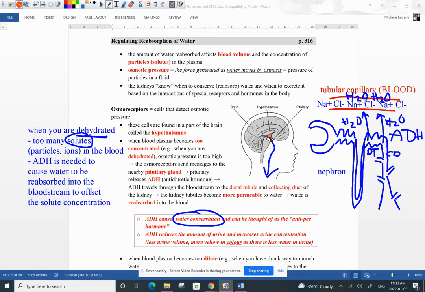So now with the water moving in, there's less water in your urine. And because there's less water in your urine, that means that your urine is going to be kind of more yellowy in color, more concentrated, and well, there's less water in it, right? And so the concentration of all the other solutes will be high, but there's less water in urine. Okay, so ADH is for water conservation.